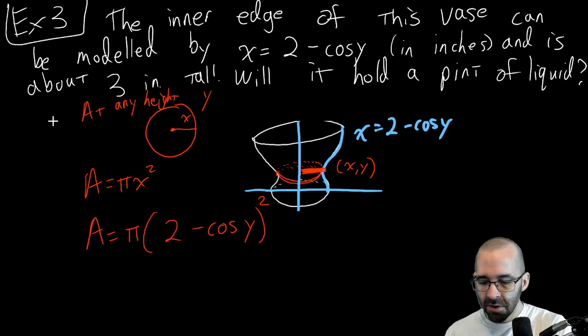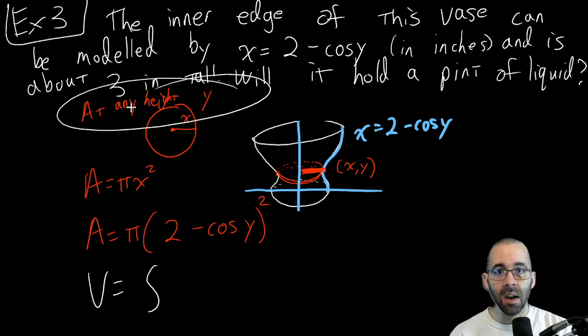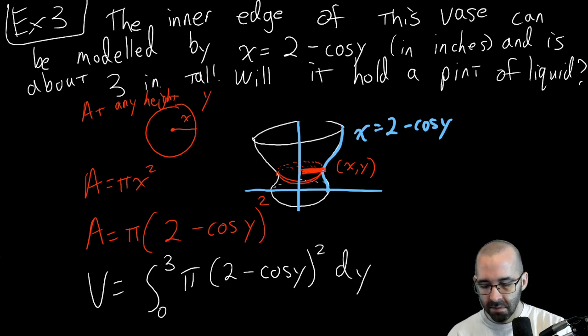Okay. So step 3 is now integrate. So the volume is going to be the integral. What is y going from? Well, we know it's about 3 inches tall. So we're going to start at the bottom at a height of 0. Right? We're starting down here at a y of 0. And we're going up here to a y of 3. Of the area, which is pi times the radius squared. And again, this is all in terms of y.